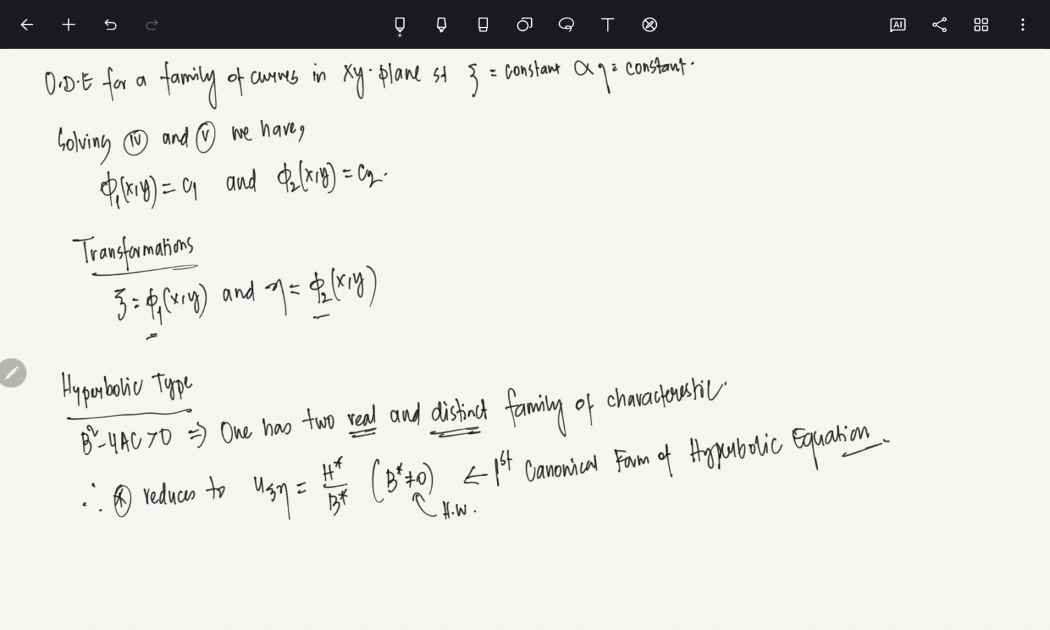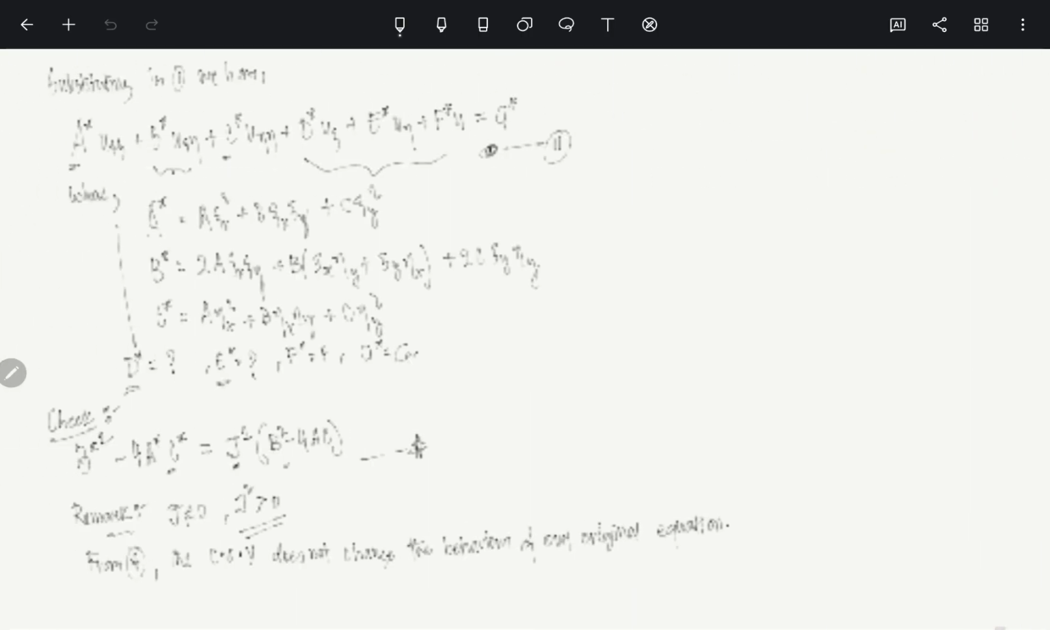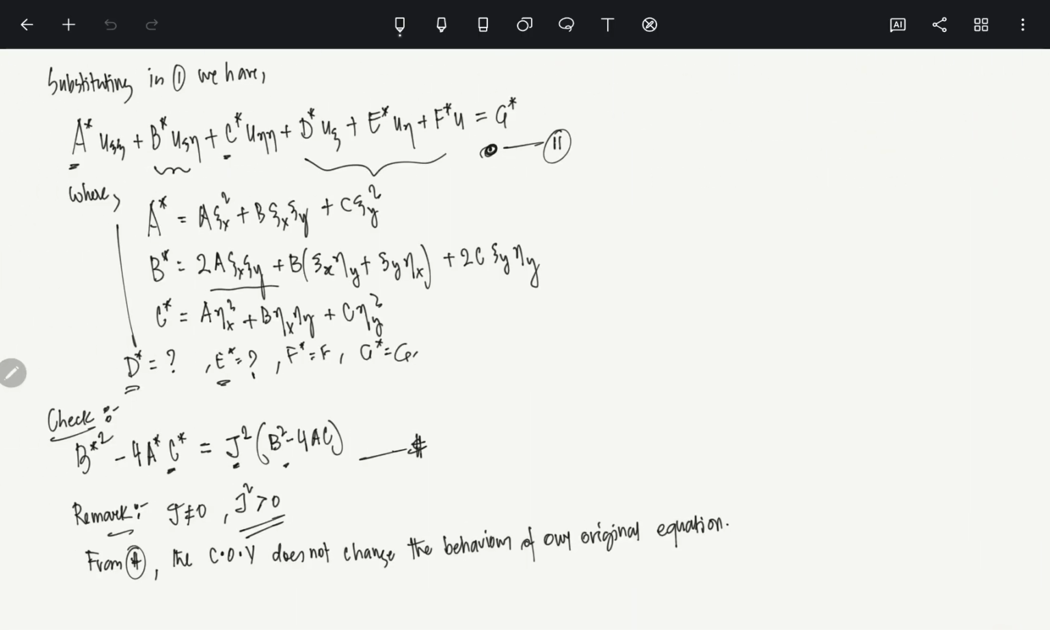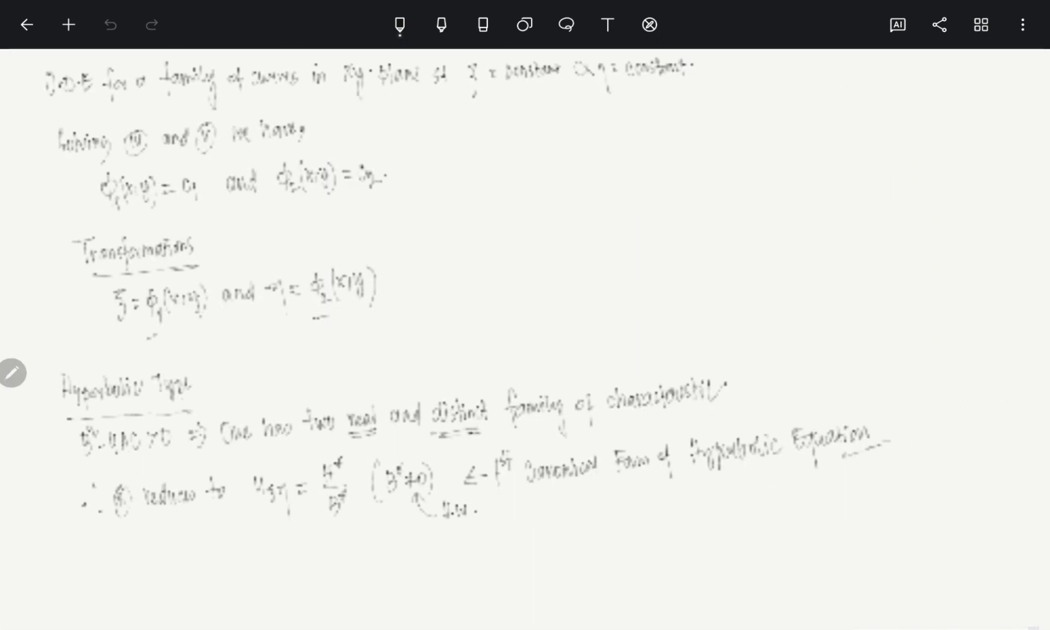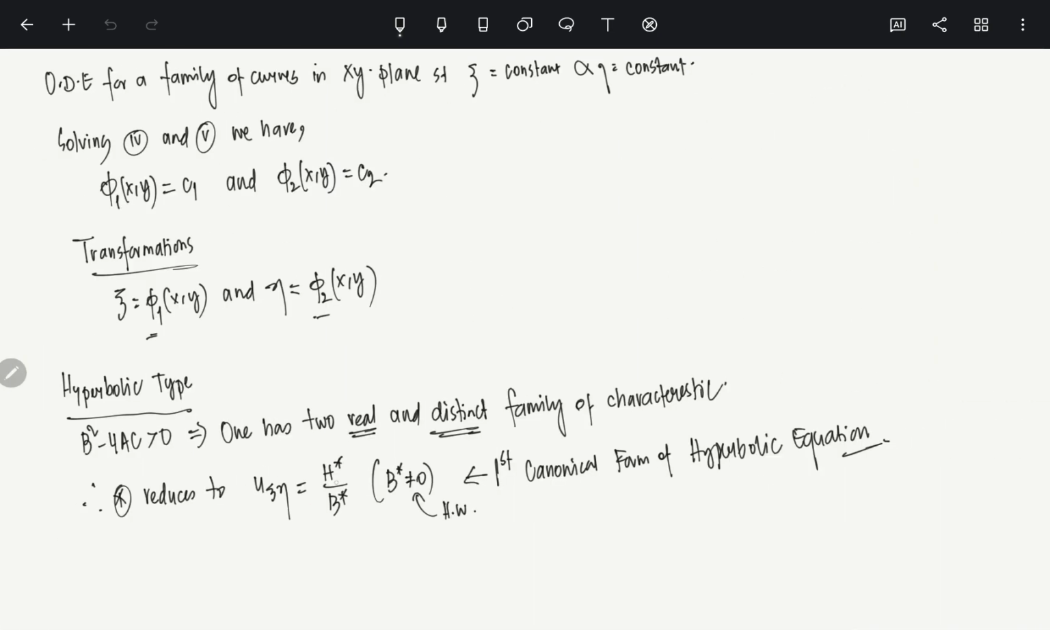Once you put it down, you can show that B star is not 0. What is B star? B star is this particular term, and you can show that it is non-zero, because once you solve it, you know what xi and eta are. So the whole problem reduces to something like this: u of xi eta equals A star by B star, and this is called the first canonical form of the hyperbolic equation.